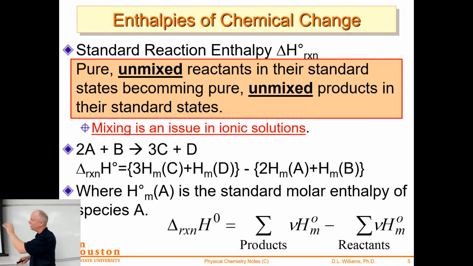So let's just take this generic reaction: 2A plus B gives 3C plus D, and then you've got the different standard molar enthalpies that you look up in the tables. And so you take the products minus reactants, so 3 times that standard enthalpy for C plus D, and then you subtract 2 times the enthalpy for A plus the enthalpy for B, and you get the delta H for reaction. So products minus reactants.